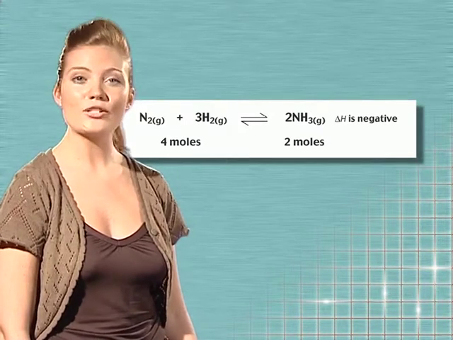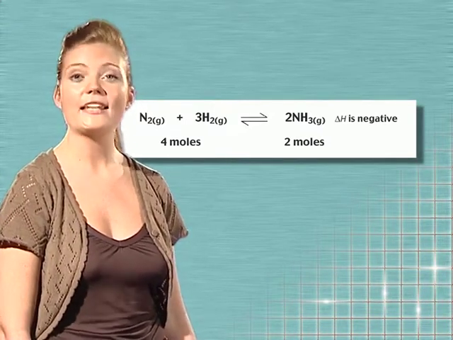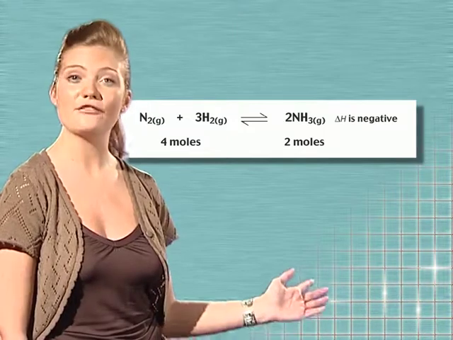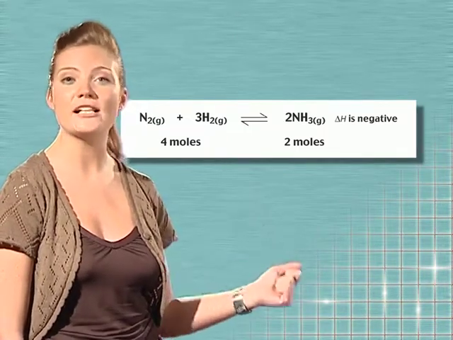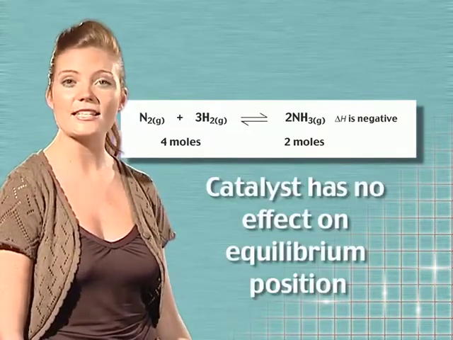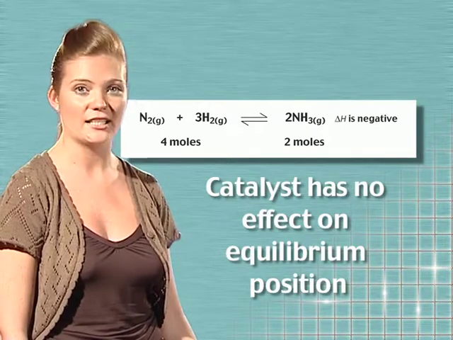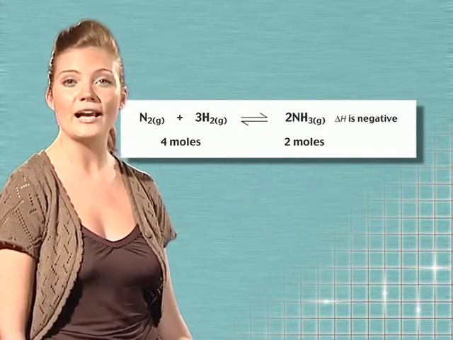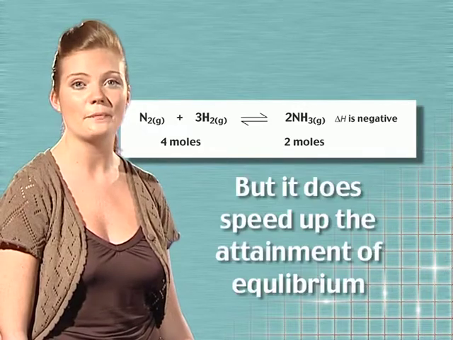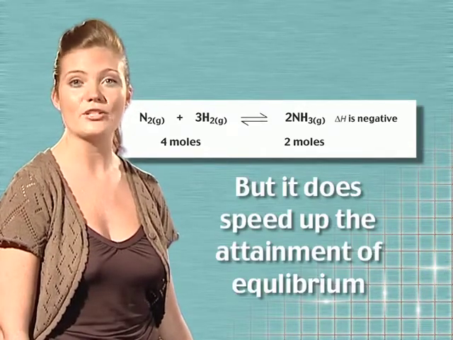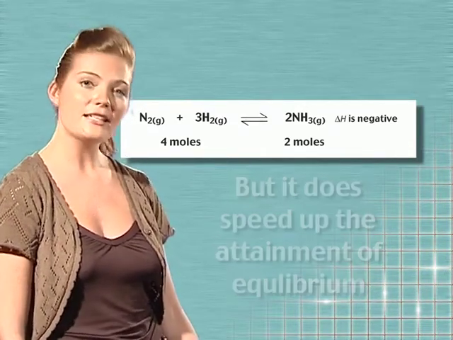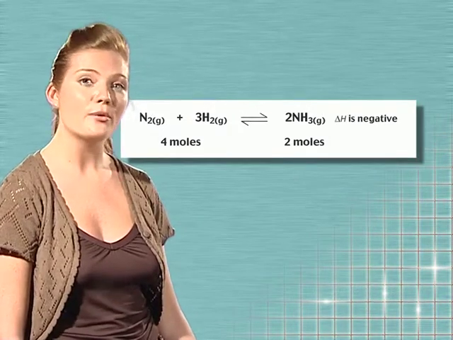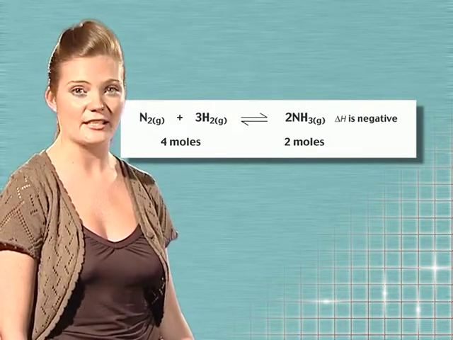A catalyst is also added to speed up the reaction. It enables the reaction to be fast enough at a low enough temperature to give a good yield of ammonia. A catalyst has no effect on equilibrium position. It speeds up both the forward and backward reactions to the same degree, but it does speed up the attainment of that equilibrium.